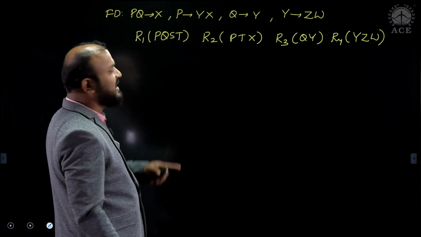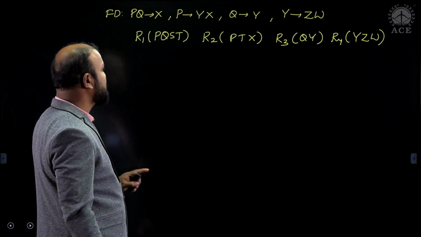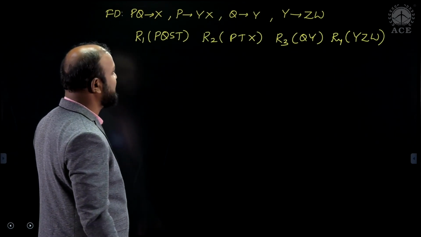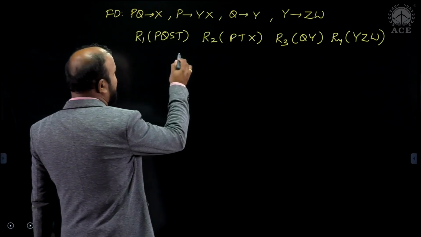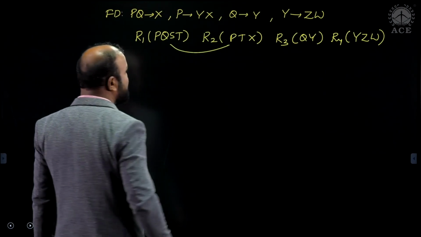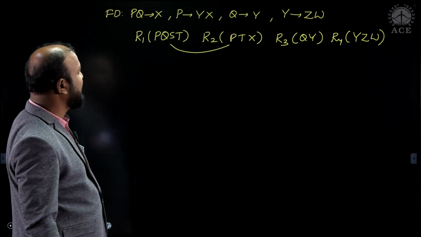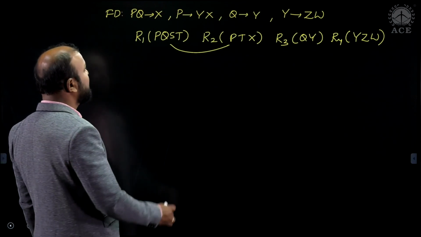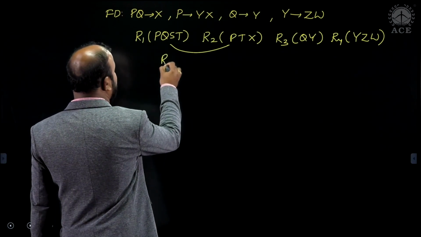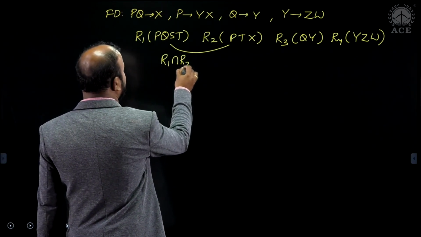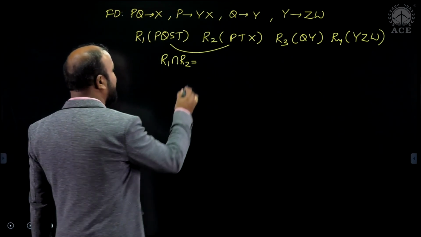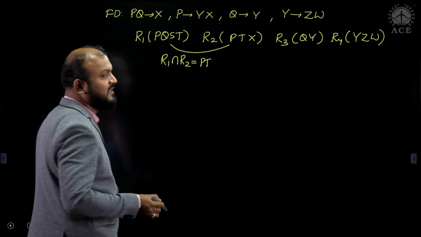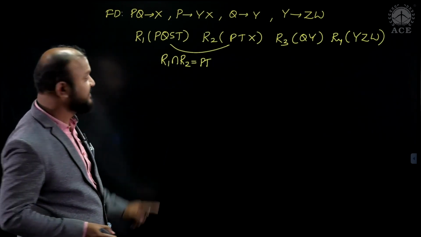Now check what dependencies are there on each of it and try to find whether the decomposition is lossy or lossless. Check for the possibilities. We can join these two relations R1 and R2. Why? Because these two relations have some common attribute PT. So, what is R1 intersection R2 with respect to attributes? Common attribute is PT. Now, this PT should determine the attributes of R1 or R2.